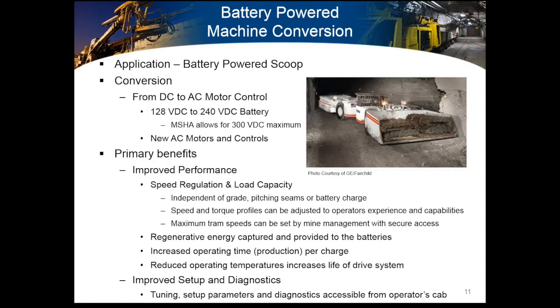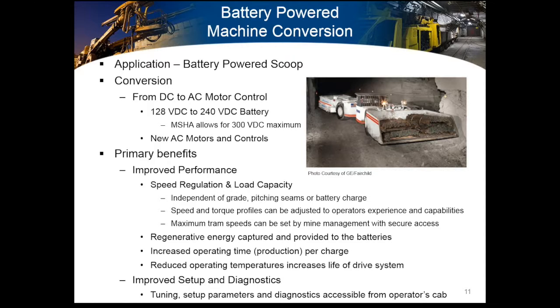In the case we will be discussing here, we're looking specifically at battery-powered machines. And in this case, we actually went from a lower voltage battery pack to a higher voltage battery pack, namely 128 volts to 240 volt battery power. MSHA does allow going up as high as 300 volts with the battery pack for a maximum. In this case, we replaced old DC controls with new AC controls. So the DC motors were replaced with AC, and the drives themselves were replaced from SCR type DC to PWM AC controls.